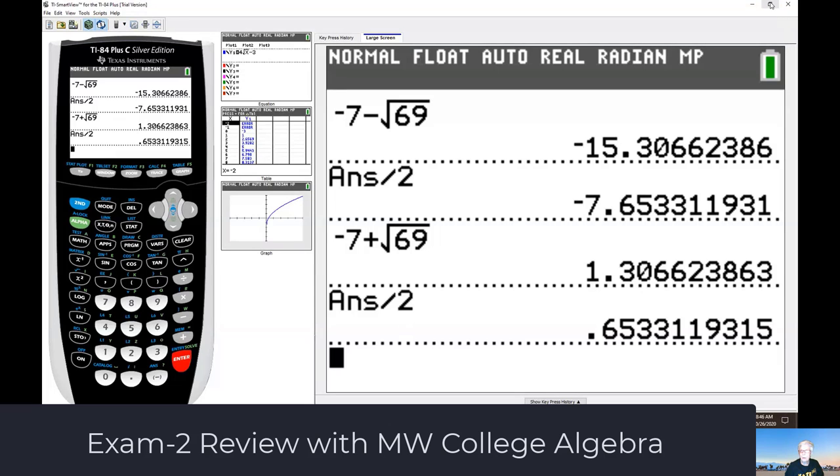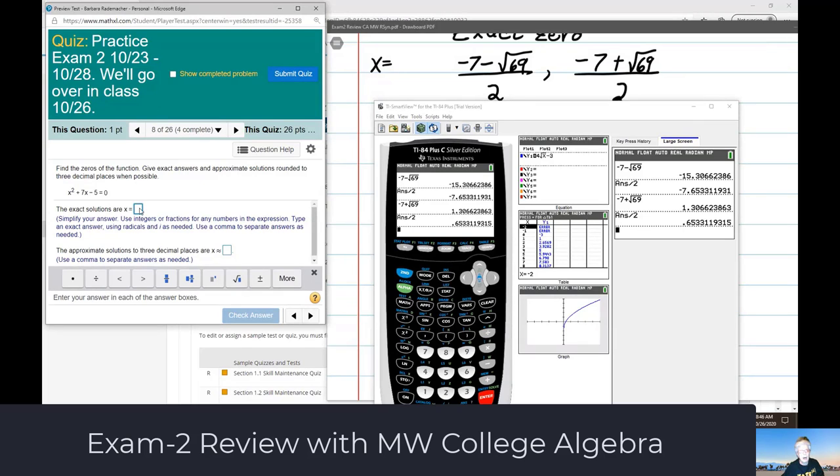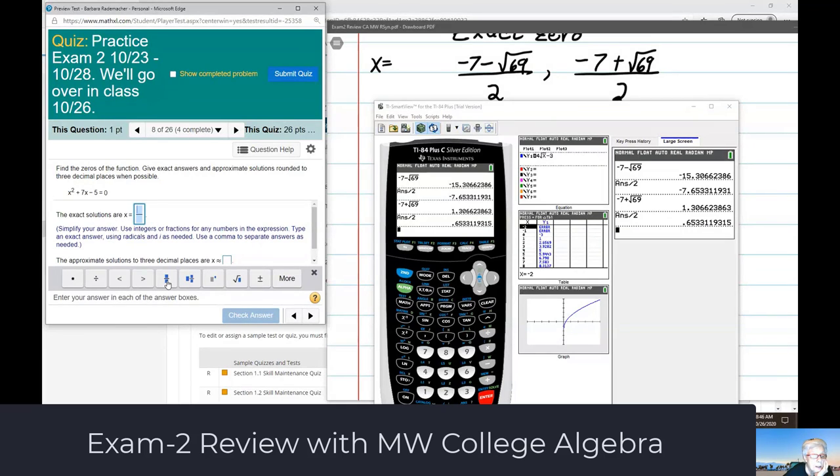So now let's check out how we would write the answers. All right, the exact solution. I am going to try this. Okay, negative 7. No, I'm already wrong. I need to use the fraction tool now. Negative 7, and I'm going to try this, plus or minus the square root of 69, right arrow key to move down over 2.